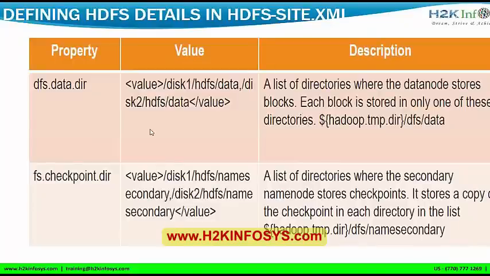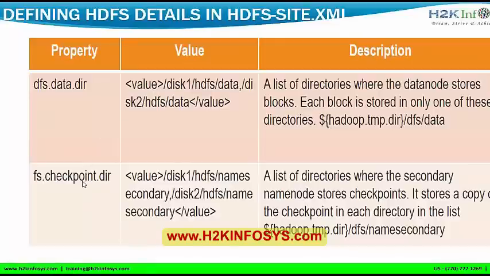As I told you, in a typical cluster, I would be copying the name node or master node data into different disks. In order to maintain redundancy, I will be copying those values to two or three different directories. Here he is copying the values to disk1 hdfs data, and again the same value is copied to disk2 hdfs data. So we are manually creating the replication for these types of values. The description is: a list of directories where the data nodes store blocks. Each block is stored in only one of these directories, but if I want to store it in different places also, it is possible.